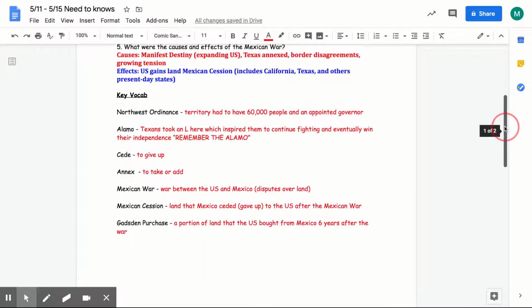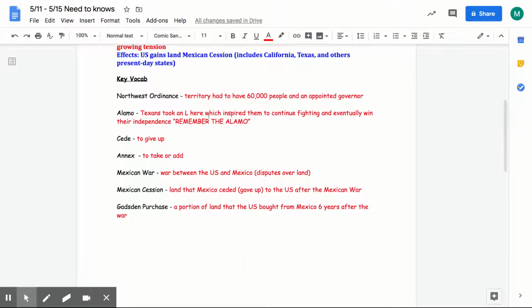Let's move into some key vocab you guys should know from this week. The Northwest Ordinance, that was that thing that kind of said whether or not you could be a territory or not. So in order to become a territory, you had to have 60,000 people and an appointed governor. The Alamo was that place where the Texans took an L, but also inspired them to continue fighting and eventually win. To cede means to give up. So when Mexico ceded their land to America, they gave up their land to America.